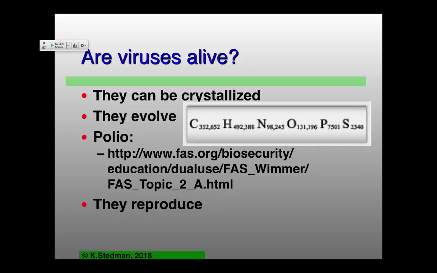However, the standard definition of life that NASA uses when they're going to other planets and moons and trying to detect life is something which is evolving. And viruses clearly evolve. So now we've got these two different things here. Eckard Wimmer, who's done a lot of work on polio, is pretty famous for publishing the molecular formula for polio. C332,652, H492,388, etc. So how the heck can you put a chemical formula on something which is alive? Again, it's just the virion, though, in this case.